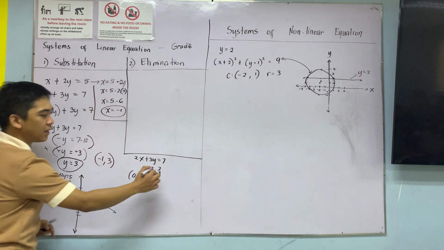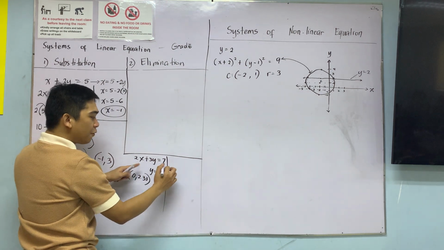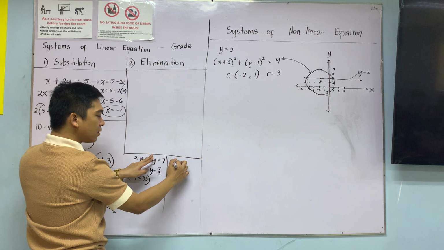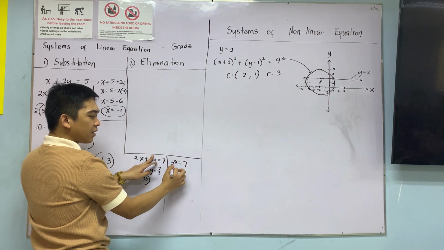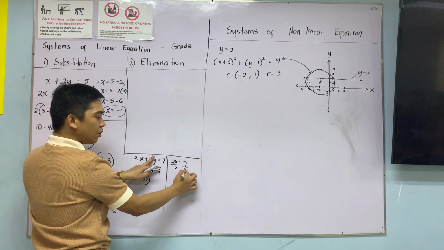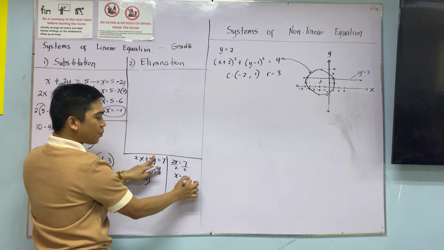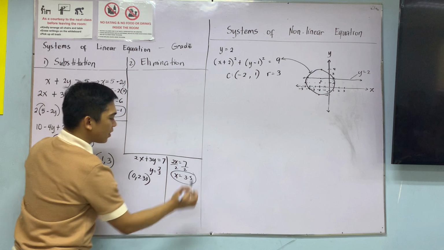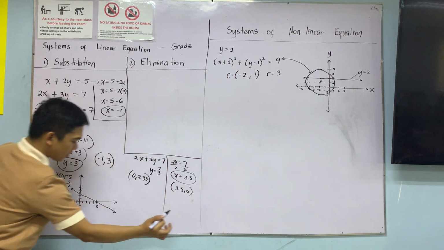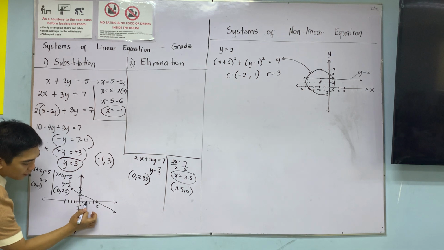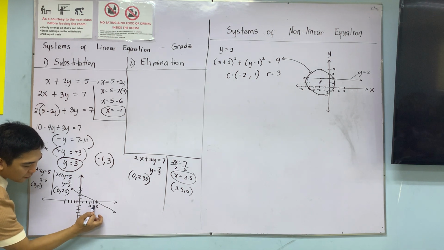Tapos yung isa naman, if y is 0, we have 2x is equal to 7 divided by 2. X is 3.5. So, ang coordinate na to is 3.5, 0. Where's 3.5? 1, 2, 3.5. Gitna ni 3 and 4.